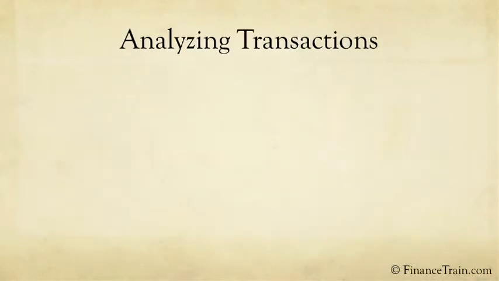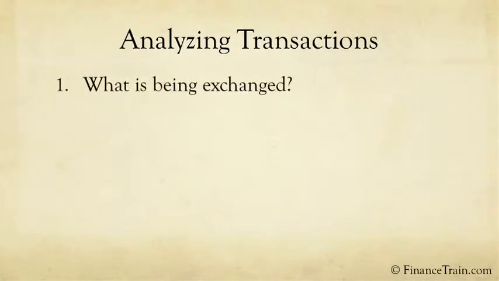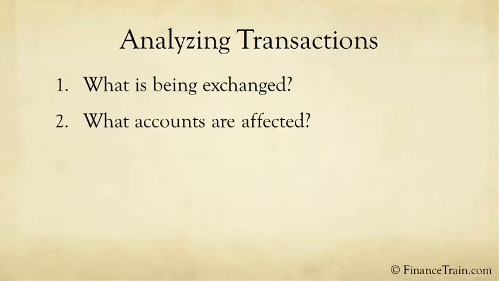To record a transaction in the books of the business, the transaction is analyzed to determine the answers to 4 questions. The first question is, what is being exchanged? For example, a laptop is purchased for cash. The second question is, what accounts are affected? We need to know whether the account affected is an asset, a liability, or owner's equity. Within each of these categories, we need to determine the specific accounts that are affected.